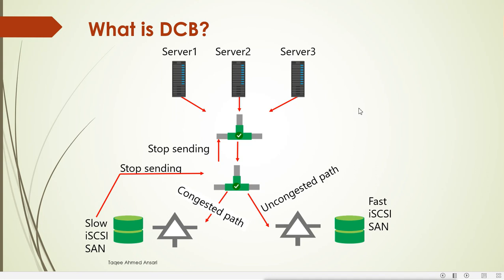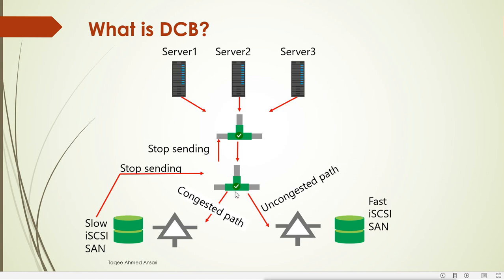Next is DCB. Now DCB is the same kind of thing. It provides the fast path to connect to the server. Like this is the slow iSCSI SAN network, and this is the fast iSCSI SAN network. Now what does this DCB configuration do? These are the servers, these are the initiators. They want to connect to the targets from these iSCSI servers, iSCSI storage.